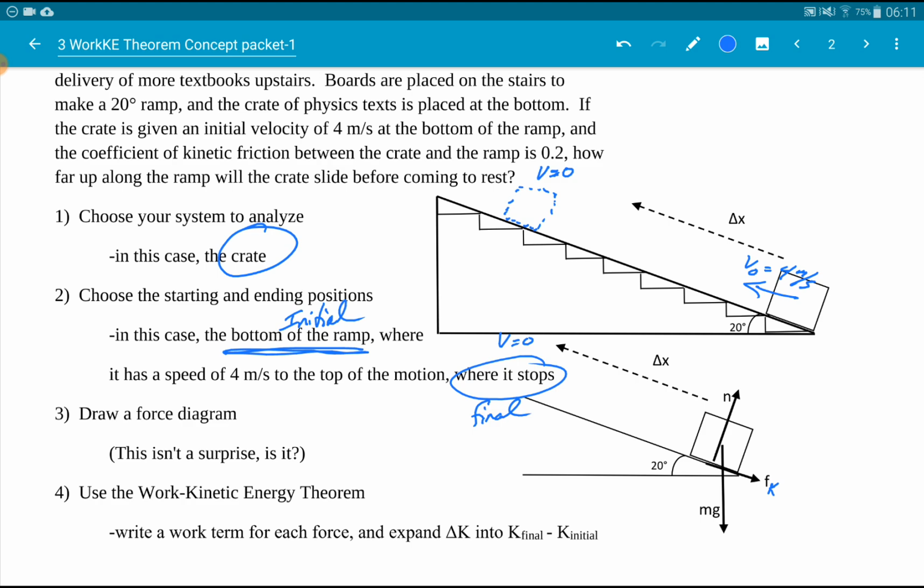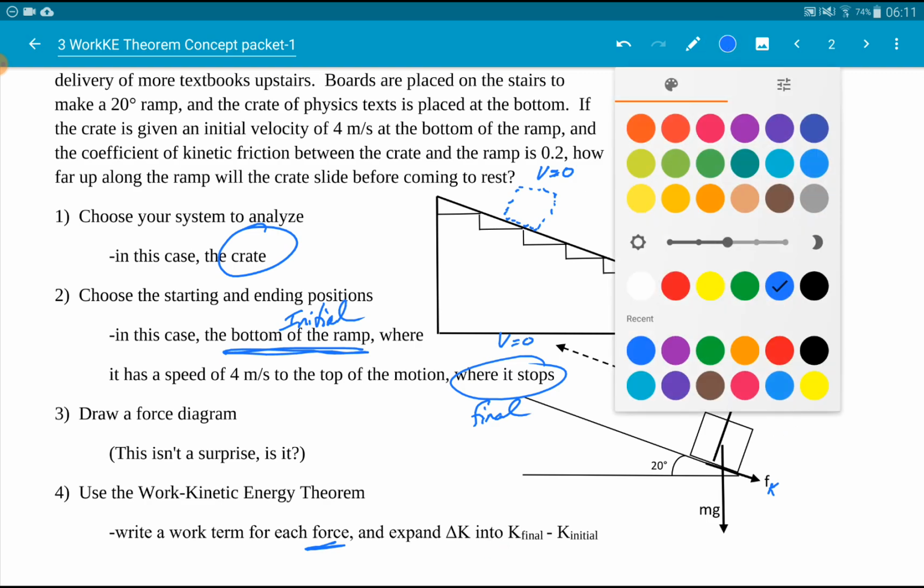Two different things. And notice there's no push from us pushing it because, well, we're starting the problem after we've already given it that push there. Okay, so it's already moving. We're not pushing it anymore. And so now we use the Work-Kinetic Energy Theorem, and we're going to write a work term for each force, or every force. And notice there's 3 different forces there, and then we're going to expand those kinetic energies.